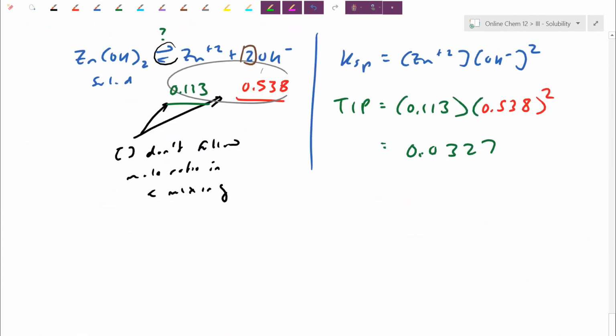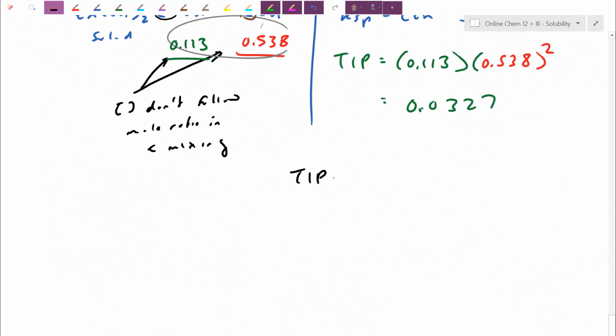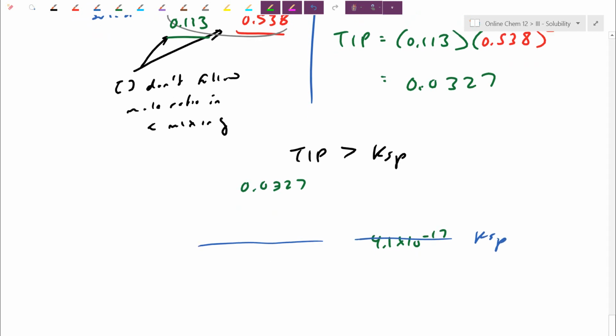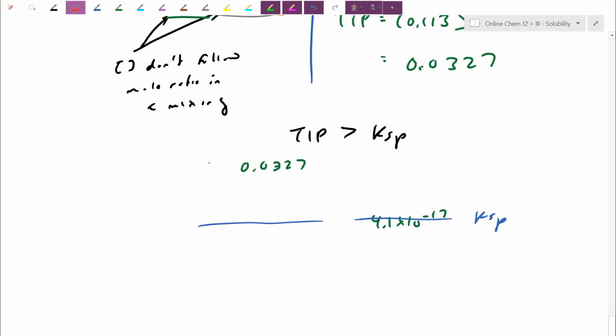So in this situation, I can conclude my Q value is way bigger than KSP. You can see that here. I have a value of 0.0327. It's only supposed to be 4.1 times 10 to the negative 17. Right? So what has to happen? The KSP is sort of my border, my limit. I know I'm actually beyond that right now. My Q value, my test value, has to get smaller. It has to get tinier and tinier until it hits KSP.